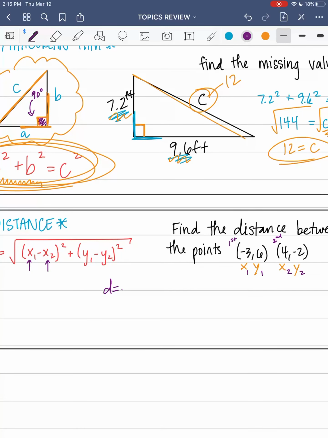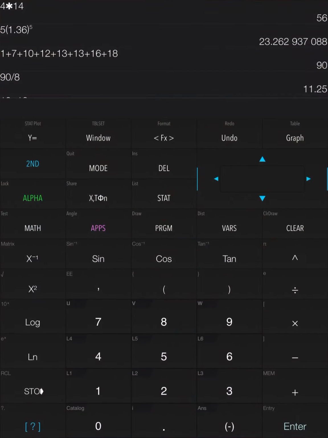So d equals square root. Okay, x1 minus x2, so -3 minus 4, squared, plus y1 minus y2, so 6 minus -2, squared. So here's our formula, and we have to put that in our calculator. So let's mess with this calculator again.